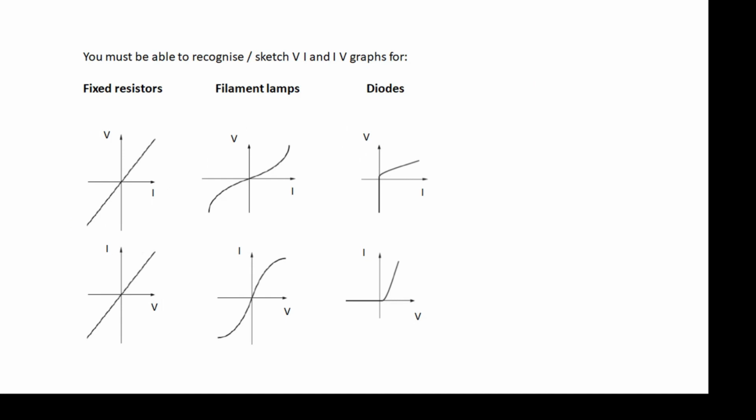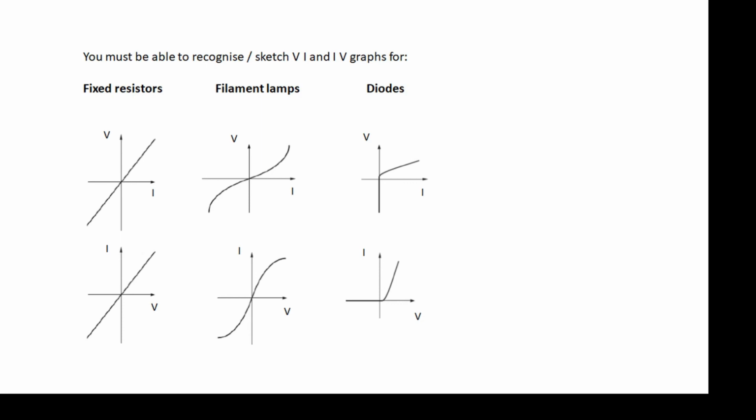You must be able to recognize these graphs. You must be able to sketch them. These are the characteristics you need to know. The three graphs at the top are the VI characteristics that we have discussed, voltage against current. You should be able to recognize them and explain their shape. Notice that I've included positive and negative voltages. A negative voltage is basically you put the component in the other way round.